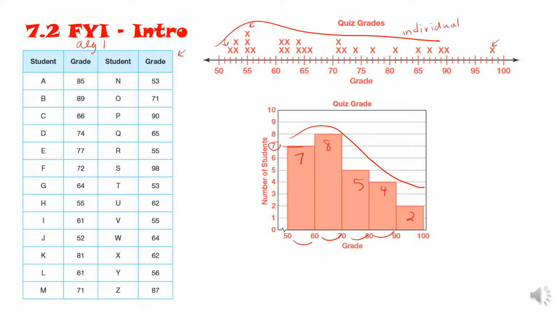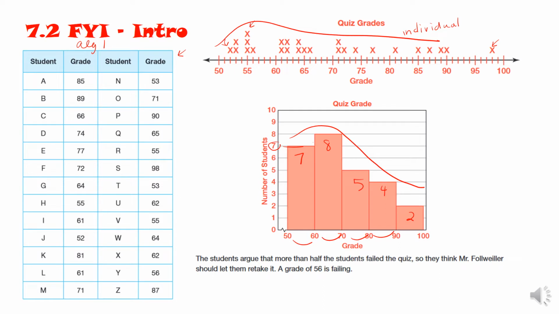Well, then he's worried and he gives the test back, and the kids argue that more than half of us failed the quiz, so you should let us retake it, because that's his policy. And then he reminds them that a grade of 56 is failing. So I want you to look at these graphs, and think about how either the students or Mr. Fallweiler could argue about whether they should retake the test or not. Okay, so let's go and learn about Box and Whiskers.